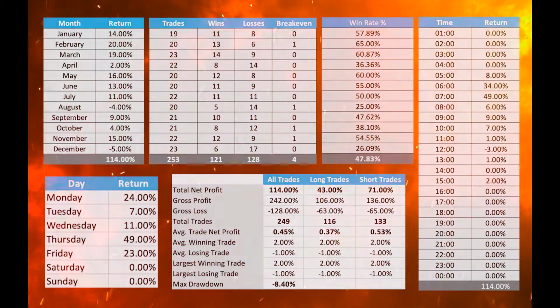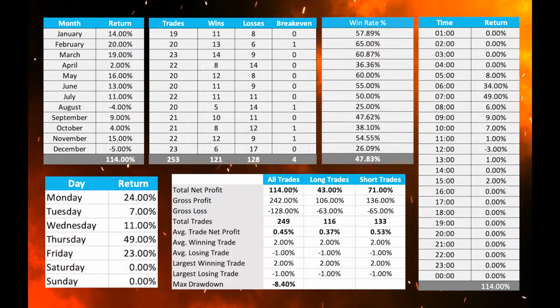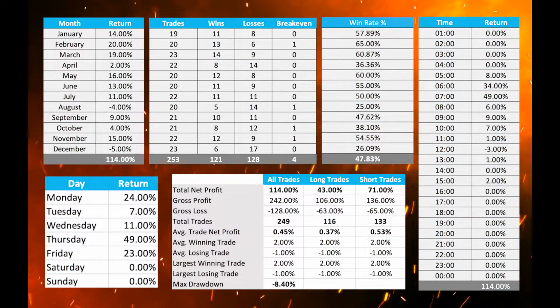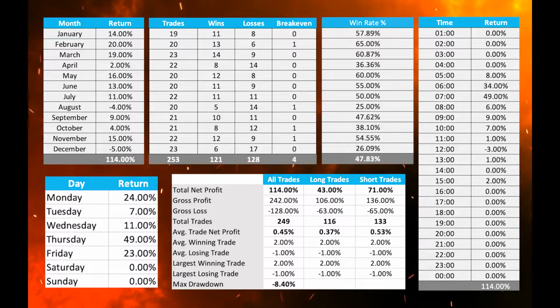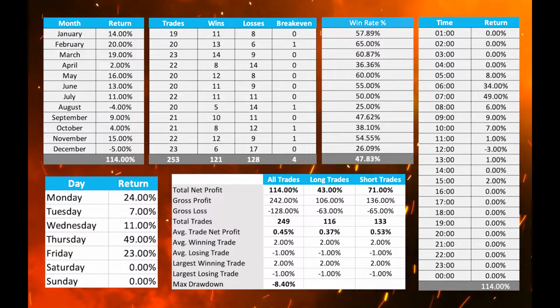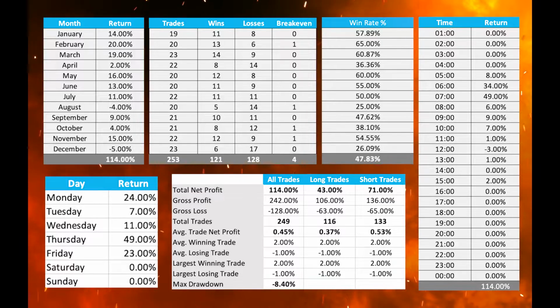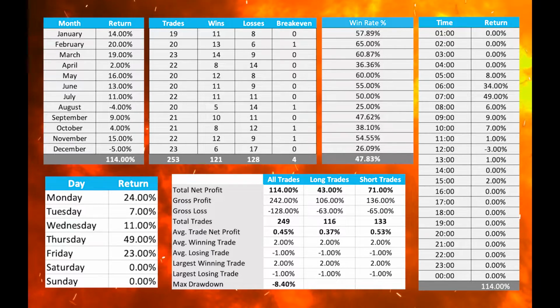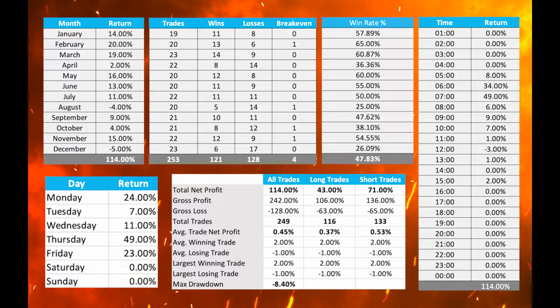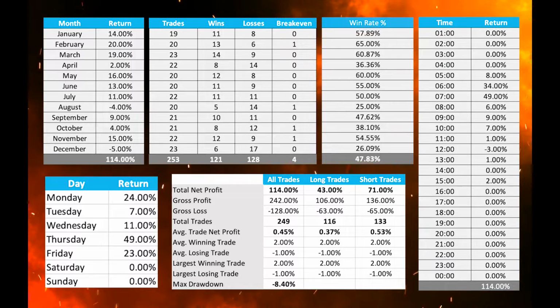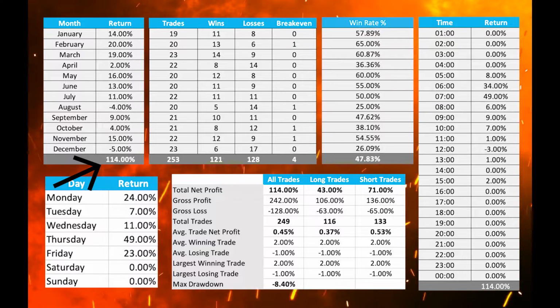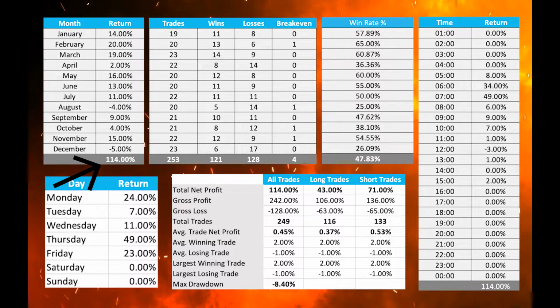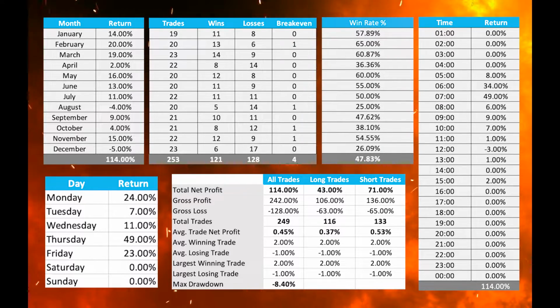Okay, so here are the results, and let's start going through the data that we've got a little bit. So we'll start off with profit and loss. Just to clarify, this was January 2021 to December 2021, so the whole of last year, and it returned 114%. Now, obviously, that is incredibly impressive. I'm very happy with that if I was trading this normally.